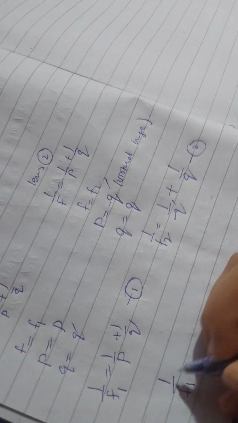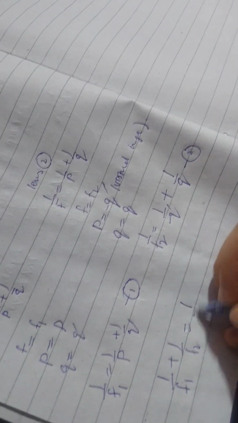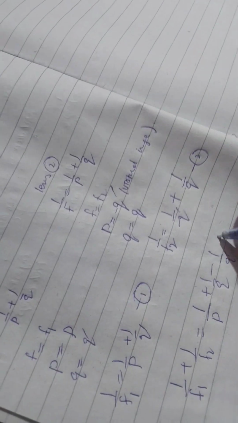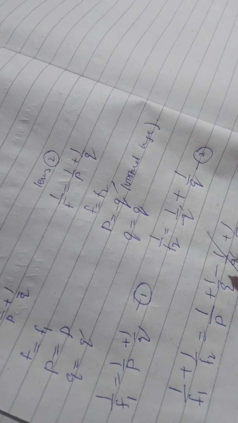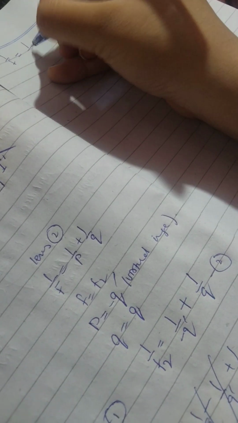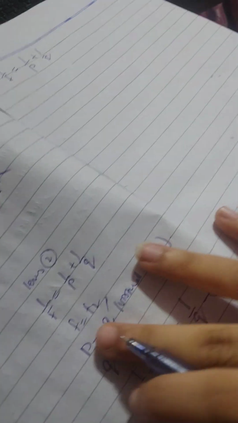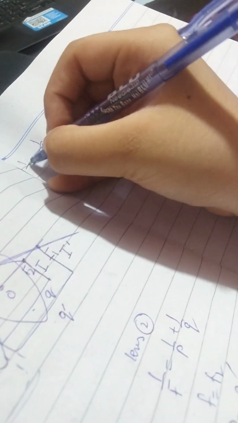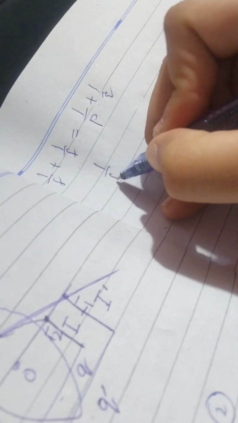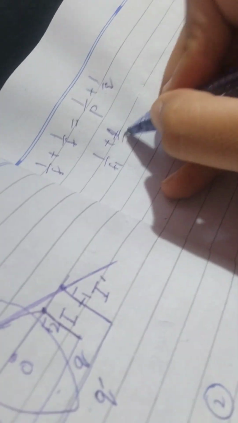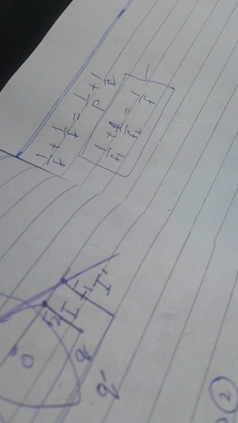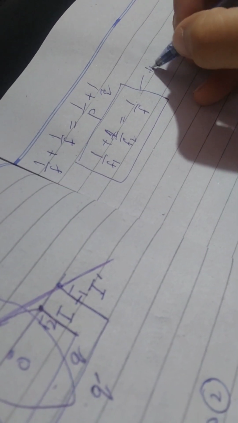Now we will combine both equations. It will be 1 upon F1 plus 1 upon F2 is equal to 1 upon P plus 1 upon Q minus 1 upon Q dash plus 1 upon Q. Right, now the Q dash terms will get cancelled and we will get 1 upon F is equal to 1 upon P plus 1 upon Q. We know that 1 upon F is equal to 1 upon P plus 1 upon Q. So 1 upon F1 plus 1 upon F2 is equal to 1 upon F. This is the formula to find the focal length for the combination of thin lenses.